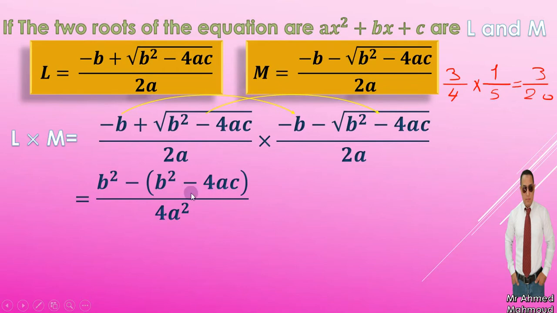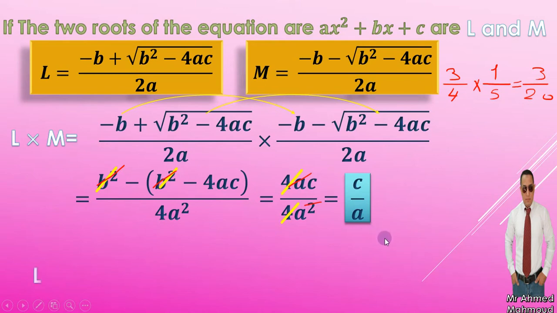Now I'm going to expand this bracket. b power of 2 minus b power of 2 equals 0, and negative times negative 4ac equals positive 4ac. Down we have 4a power of 2. Now I'm going to cross 4 with 4 like this, and it will be ac over a power of 2, and also I will cross a with one of the two a's below. It will be c over a like this. So finally, L times M equals c over a.